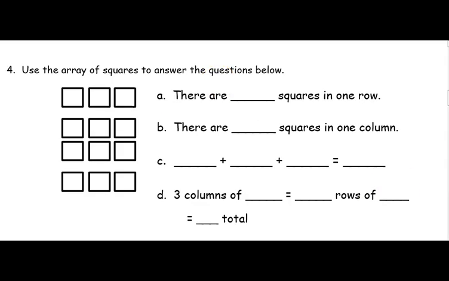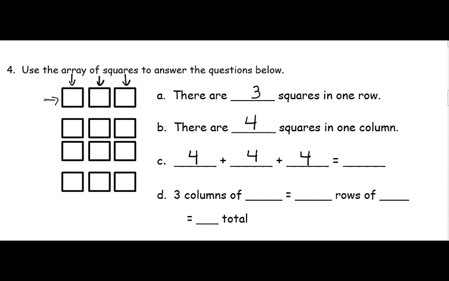And here's a new array. This time we have 3 squares in one row going across, and there are 4 squares in one column if you count going down. This repeated addition equation is asking for 3 numbers. That means I'm going to add my columns, 4 plus 4 plus 4, because there are 3 columns.